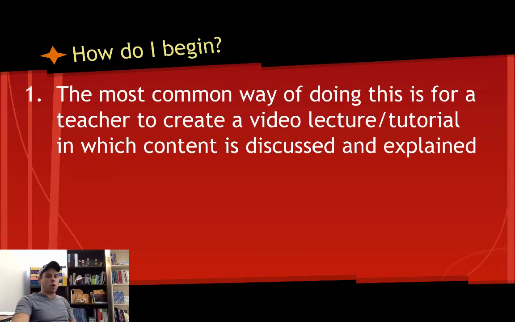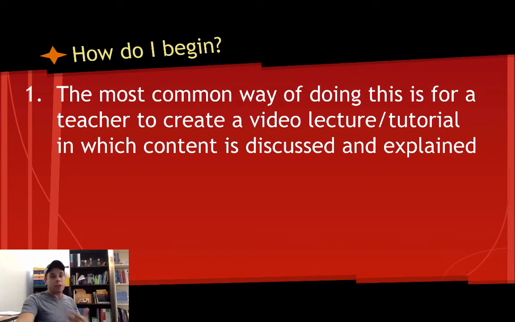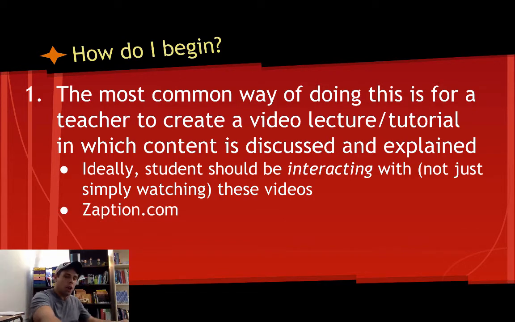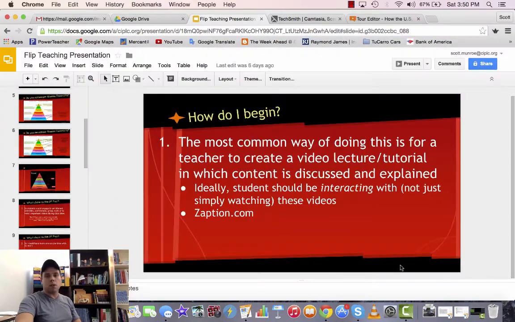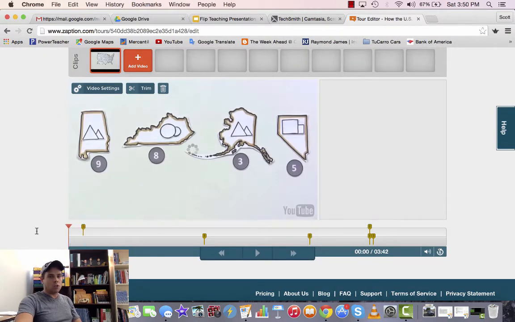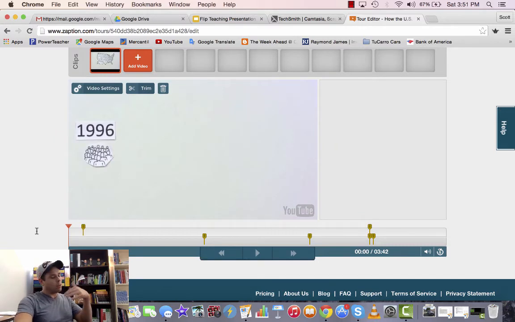And so how do I begin? If you're asking yourself that question, you really want to start creating video lectures, a bank of video lectures. Now, with these lectures, it's important to know that you just don't want a student to sit there and watch them. You want them to interact with these videos, and they can do that by maybe writing notes. And if you want them to take a step further, you can upload these videos to Zaption.com. Now, Zaption is a cool tool that I love, actually, and it allows essentially the teacher to add questions and additional information to videos from YouTube.